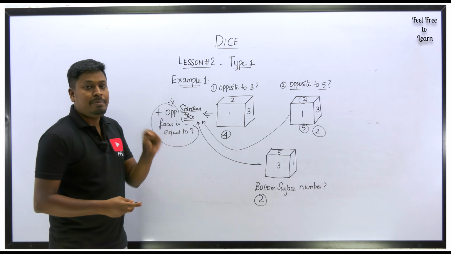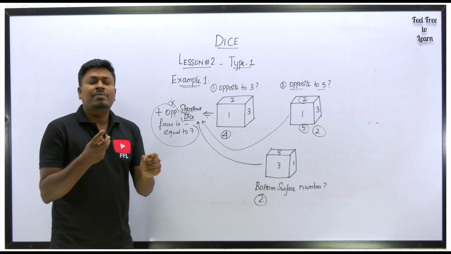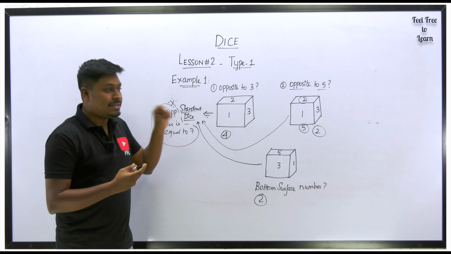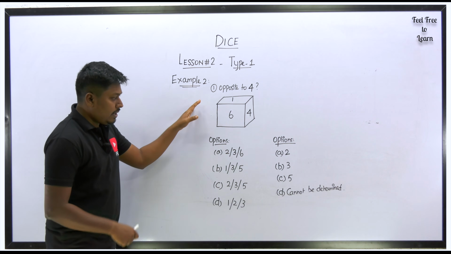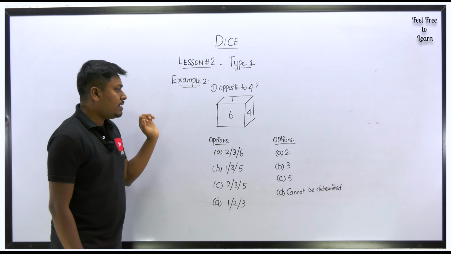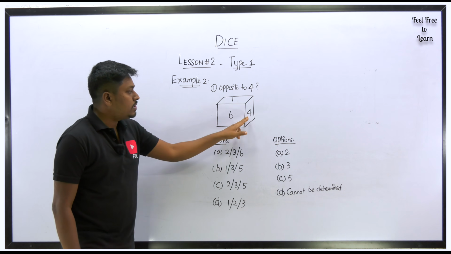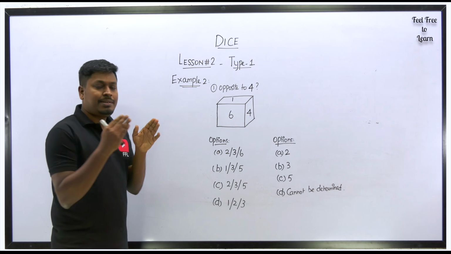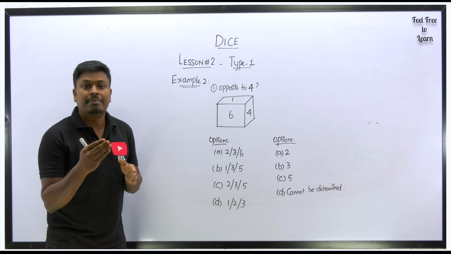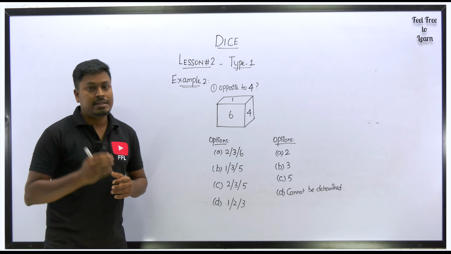So now it's example 1. Mainly most of the students will make a mistake only on that example 2. So let me move on to that example 2 question also. So here is example number 2, and here our target is to find what is the number that is opposite to number 4. So before solving this question, first you have to decide whether the given image is a standard dice or a general dice.